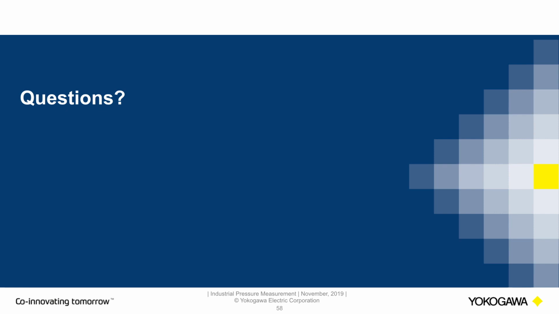Cool, thank you. All right, here's another one. It says, is there a multivariable transmitter that reads temperature as well as the same sensor/cell?